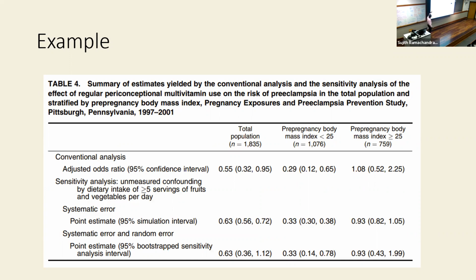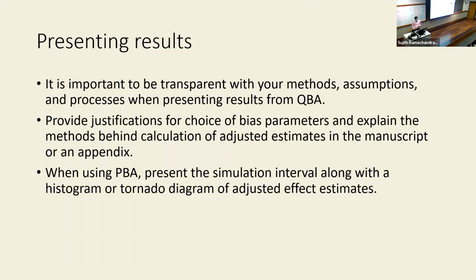They've got adjusted odds ratio from a conventional analysis, a point estimate from the probabilistic bias analysis, and the total estimate, that is both systematic and random error, in that last row of data. And they did it separately for the total population, for individuals that were not obese and individuals that were obese, I think was the groups that they identified.